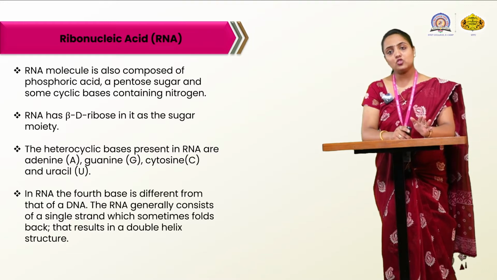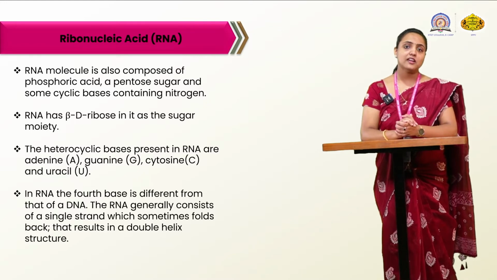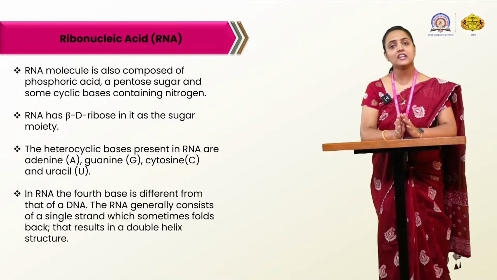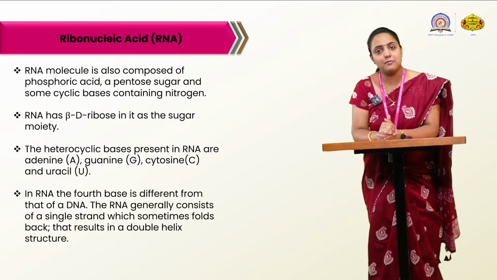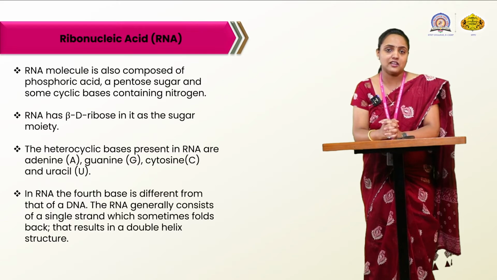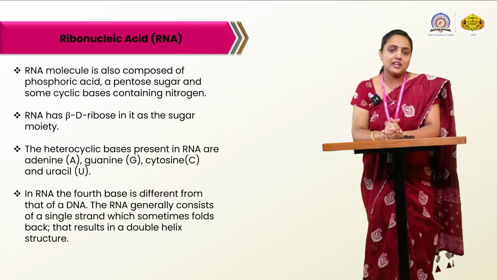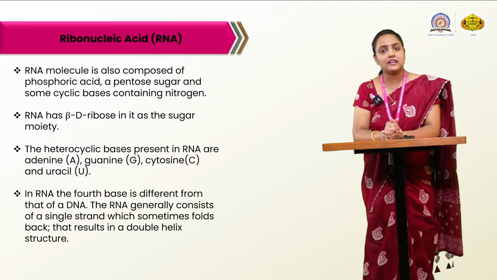DNA is only of one type, but it has different forms, for example A DNA, B DNA, C DNA, D DNA and Z DNA. Z DNA is the left-handed DNA molecule. But RNA has three types: mRNA, rRNA and tRNA. mRNA is messenger RNA, tRNA is transfer RNA, and rRNA is ribosomal RNA.